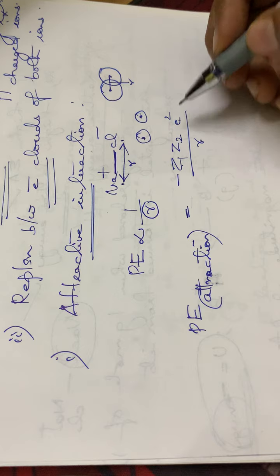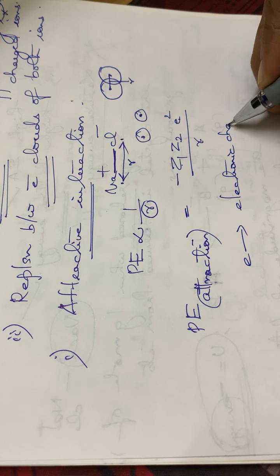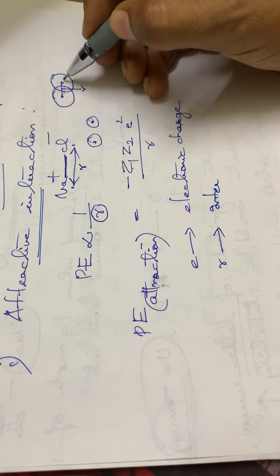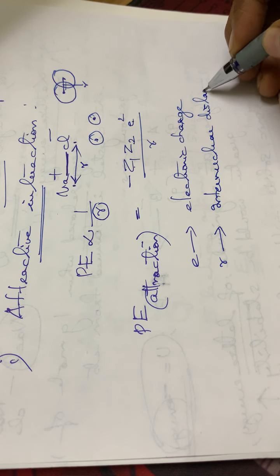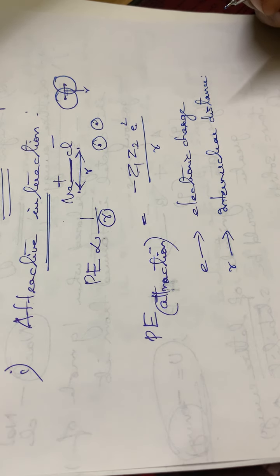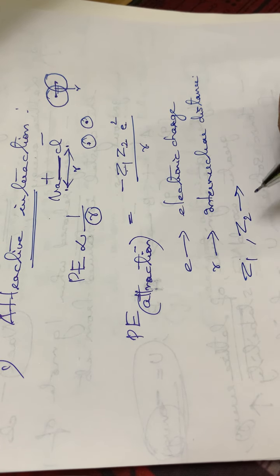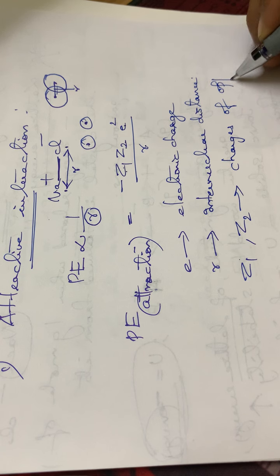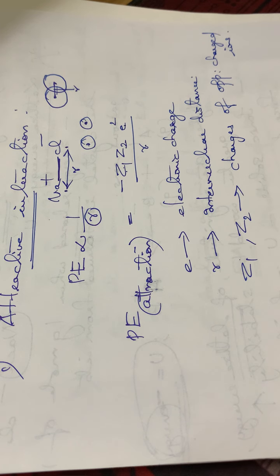See here, what is E? E is the electronic charge. And what about R? R is the internuclear distance, that means this distance. And again, two more terms are there, that is Z1 and Z2. What are Z1 and Z2? They are the charges of the oppositely charged ions. That is, Z1 for a cation and Z2 for a negative ion, or reverse.